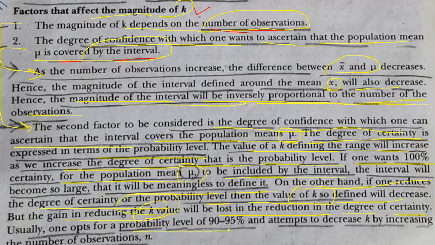Usually one considers the probability level between 90 to 95% and attempts to decrease the value of k by increasing the number of observations, that is n.